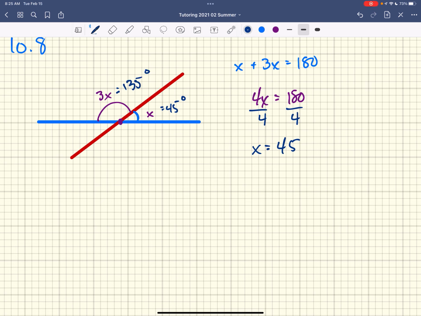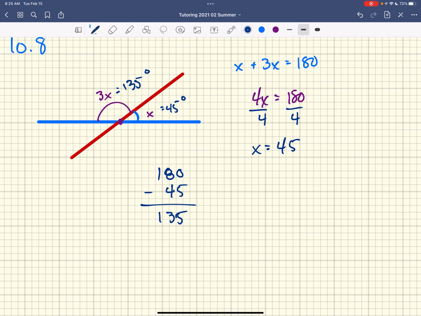135-degree angle. Or if you didn't want to do 3 times 45, you could simply say, well, we know they're supplementary, so let's take our 180 degrees and subtract away the smaller 45-degree angle. And again, if you do that, you're going to get 135 degrees.